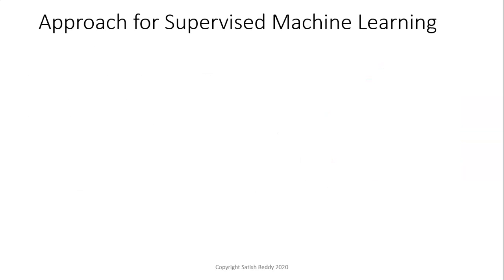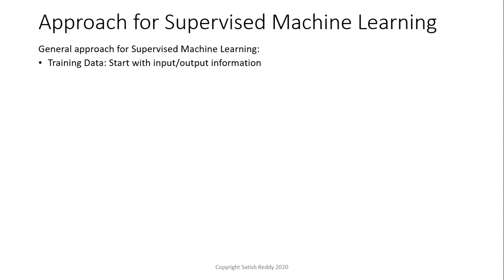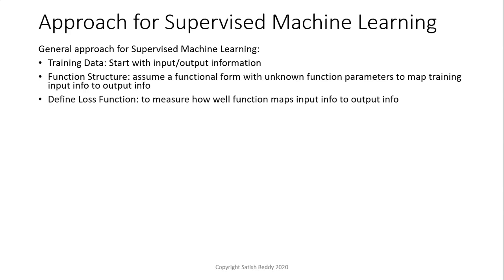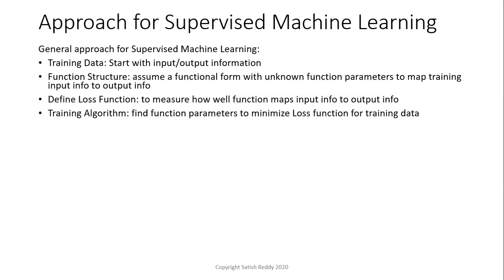So let's talk about the general approach for supervised machine learning that we're going to be taking. So we start with the training data, and we start with the input-output information, and then we move on to a function structure. So we're going to assume a functional form with unknown function parameters to map the training input info to the output info. We're going to define a loss function to measure how well functions map input info to output info. And then the training algorithm involves finding the function parameters to minimize the loss function for the training data.